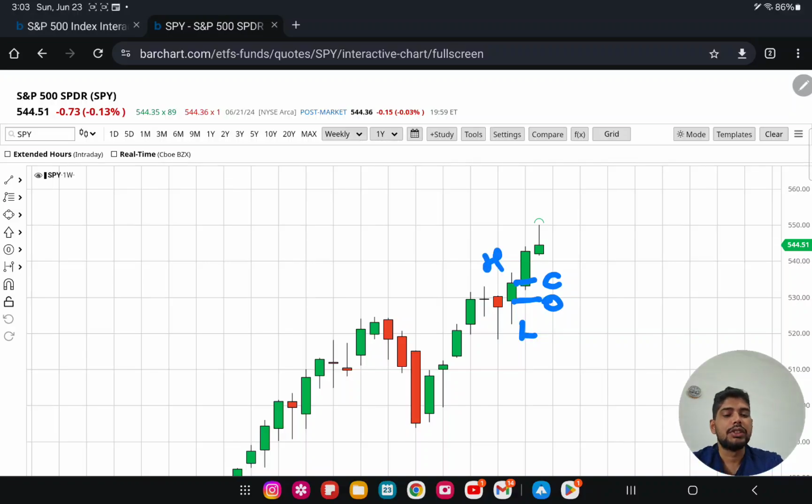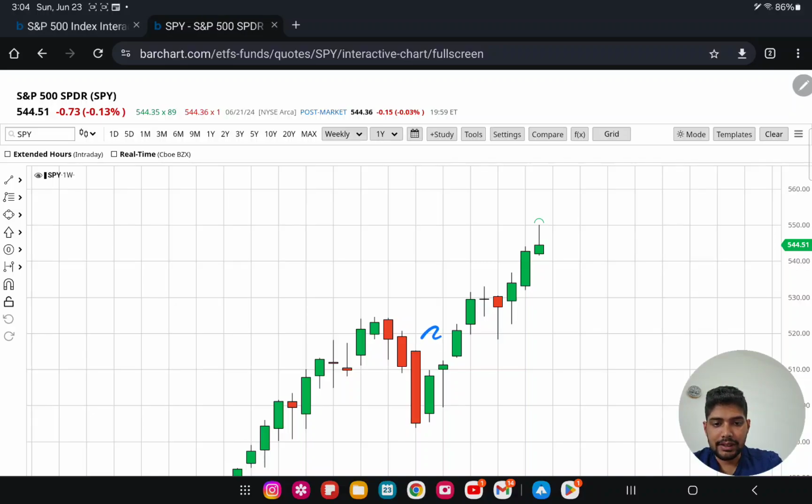this is the high. Since the closing is above the open, this becomes a green candle. That means the price moved upward during that particular week. That is why it is a green candle or a bullish candle. It is that simple to understand, nothing complicated.